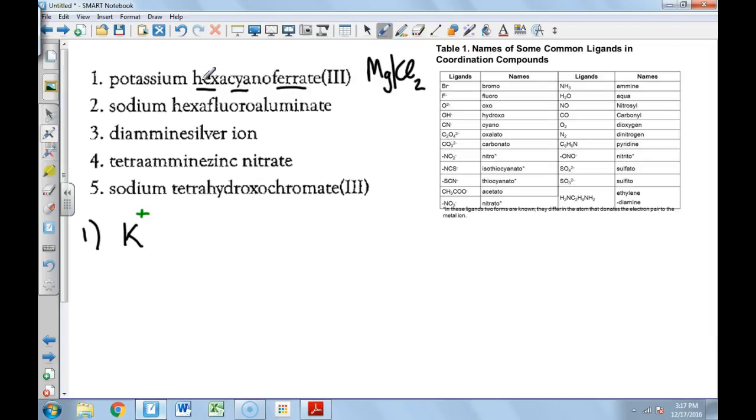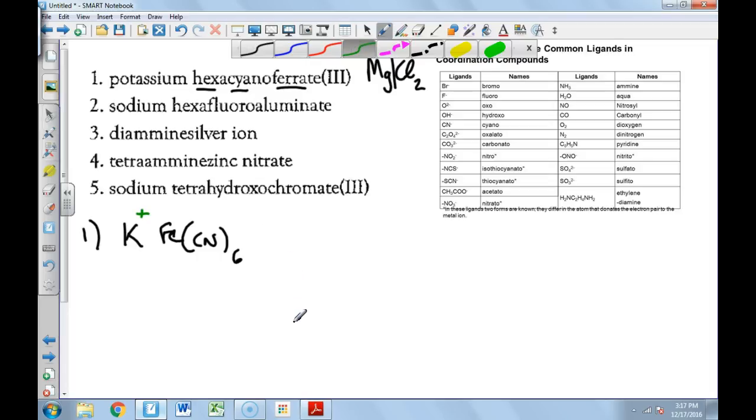Hexa is going to be 6, cyano is cyanides, CNs, and ferrate is iron, Fe. Now what does this mean? Let's figure out charges. Iron is 3 plus, cyano is 1 minus, and there's 6 of them, so that's 6 minus. So this whole thing here is 3 minus.